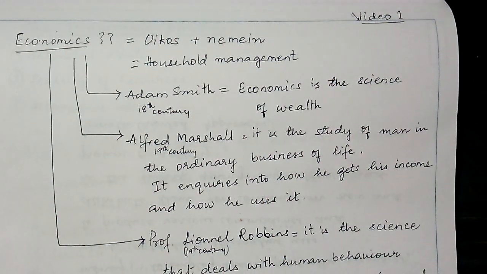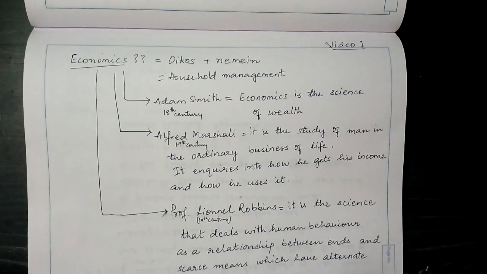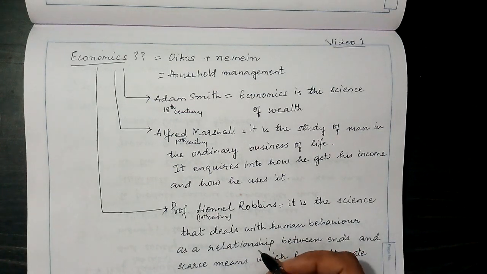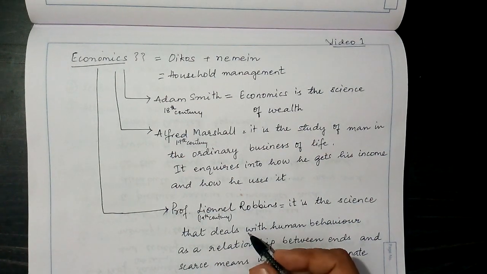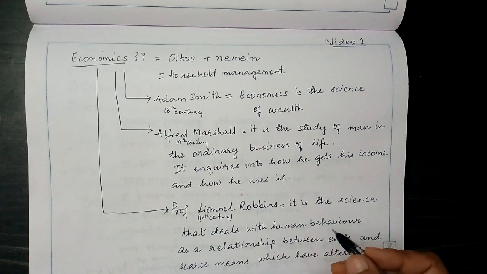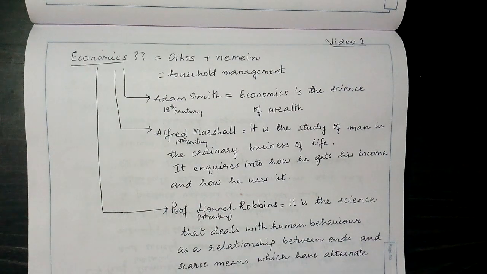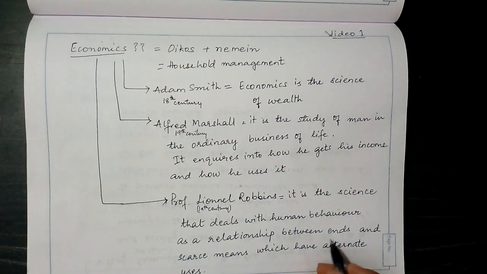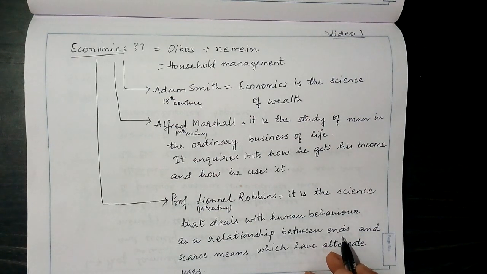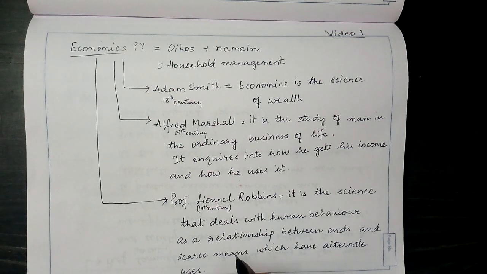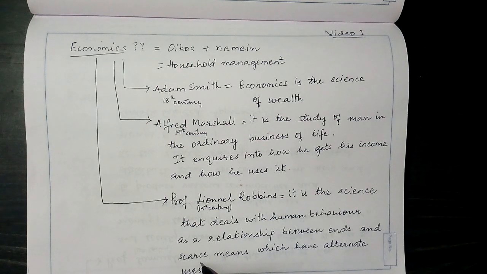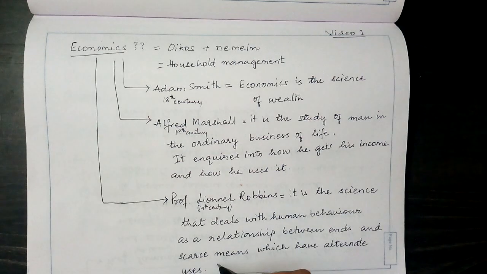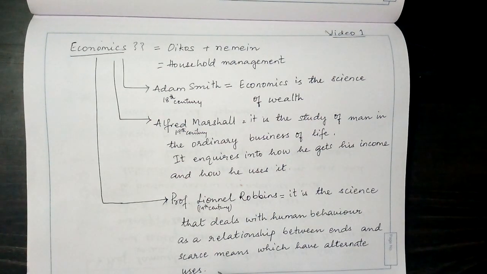Now we have Professor Lionel Robbins, a British economist once again, who lived in the 19th century from 1898 to 1984, said that it is the science that deals with human behavior as a relationship between ends and scarce means which have alternate uses. Ends here would mean unlimited wants of humans, and scarce means would mean resources that are scarcely available or that are limited in number. But these resources can be put to alternate uses. It makes choice among resources most important, because resources can also be put to various uses.